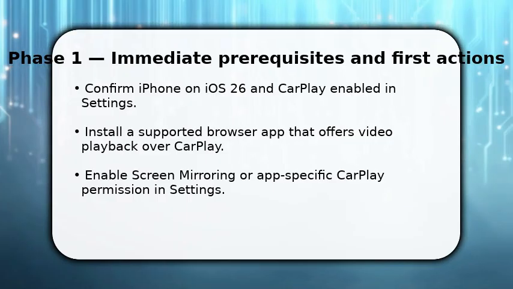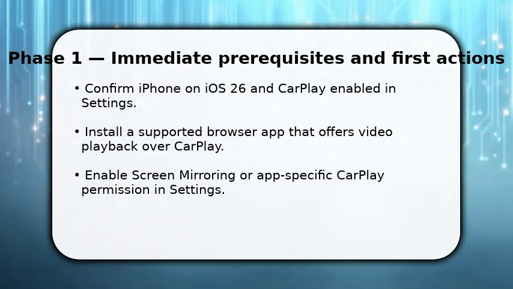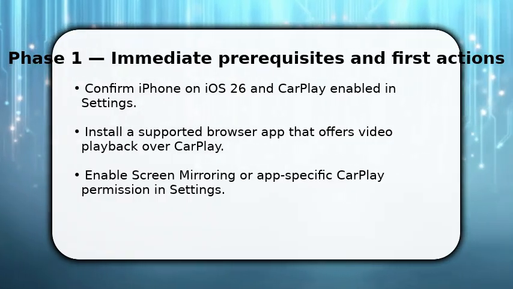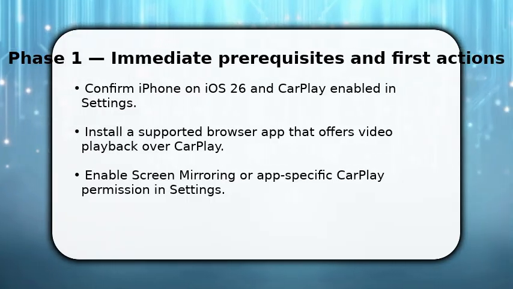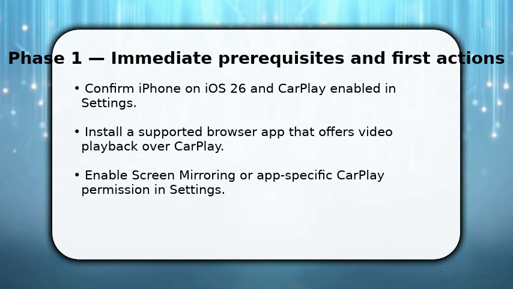Once done, open Settings, enable the app's CarPlay permissions, and, if needed, allow screen mirroring. These steps give the app access to the CarPlay display. Without them, the vehicle will block playback.